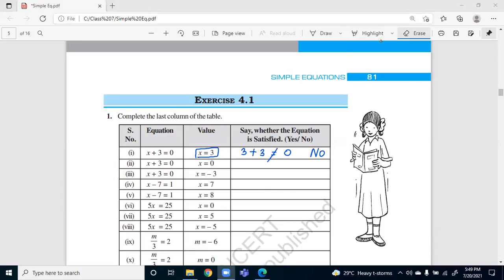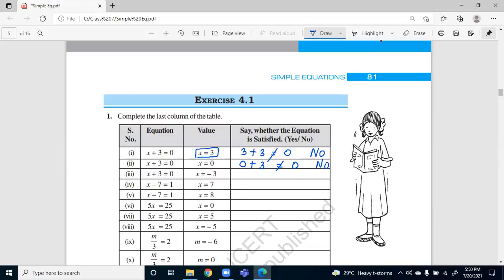Don't worry. Okay, so do tell me the second part. Ma'am, it is correct, ma'am. You are saying it is correct. Rakshita, what do you say? Yes, ma'am, it is correct, I think. Both of you are wrong. Why wrong? If you put x is equal to 0 in this equation, so 0 plus 3. What is the value of 0 plus 3? 0 plus 3 is 3. So is 3 equal to 0? No, ma'am. So it is wrong.